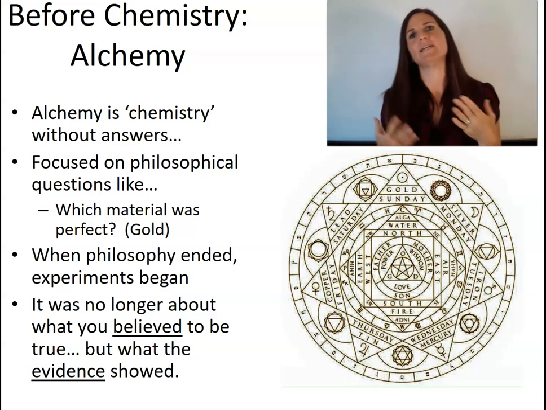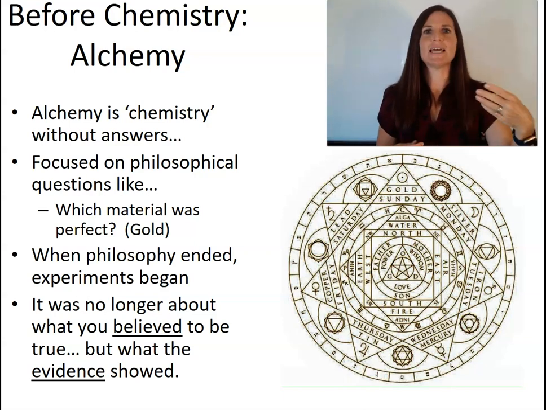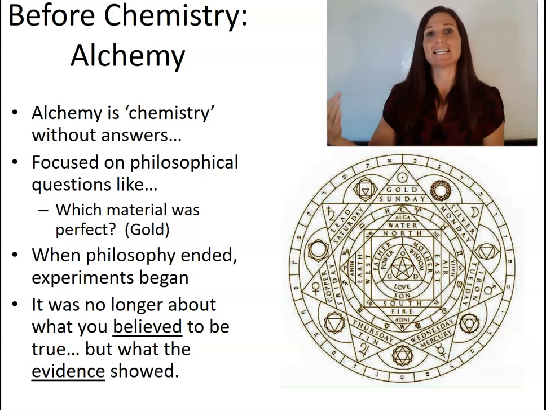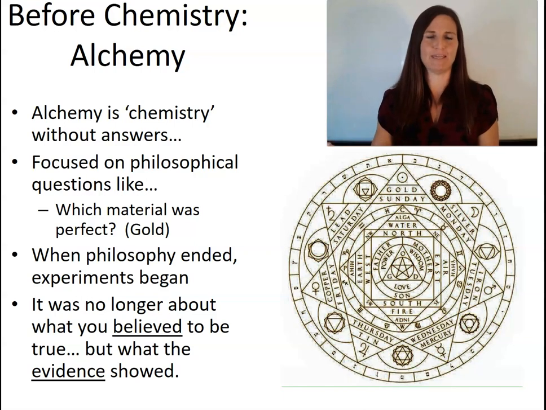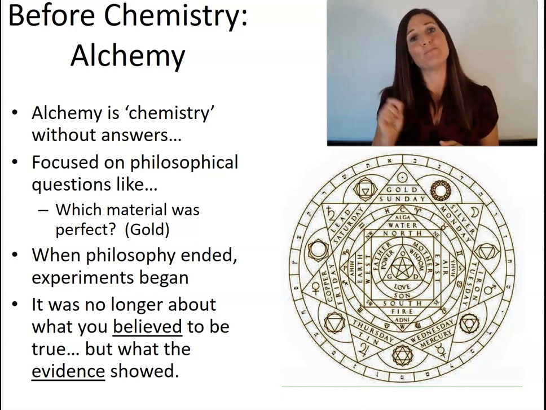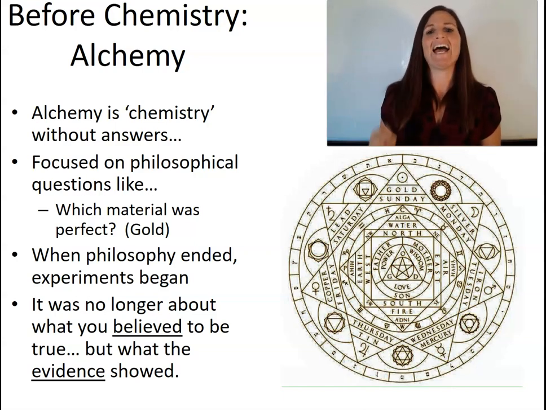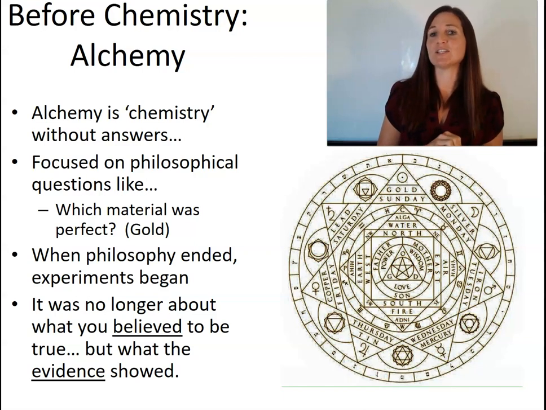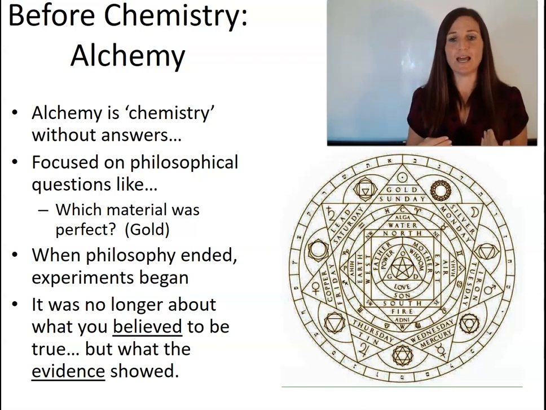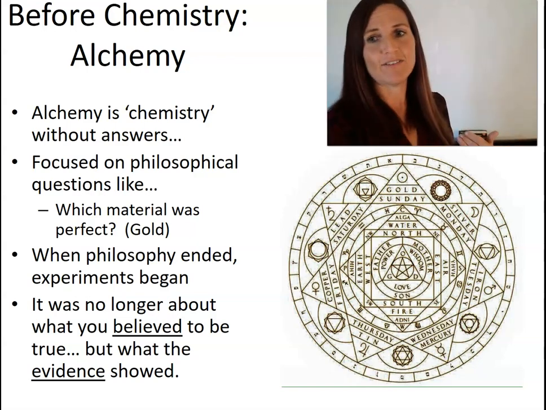When philosophy begins to end and we start to get the ability to do real science, then we start to see experiments and chemistry begin. At the beginning of chemistry, at the dawn of science, it is no longer about what you believe to be true, and it is now about what the evidence shows. And so as we start to talk about chemistry, we're going to be looking at what our evidence shows.